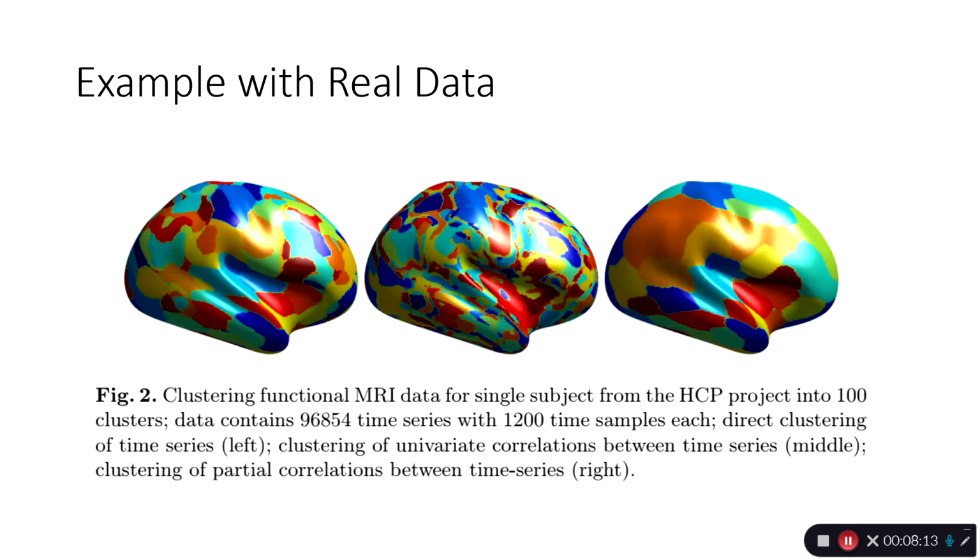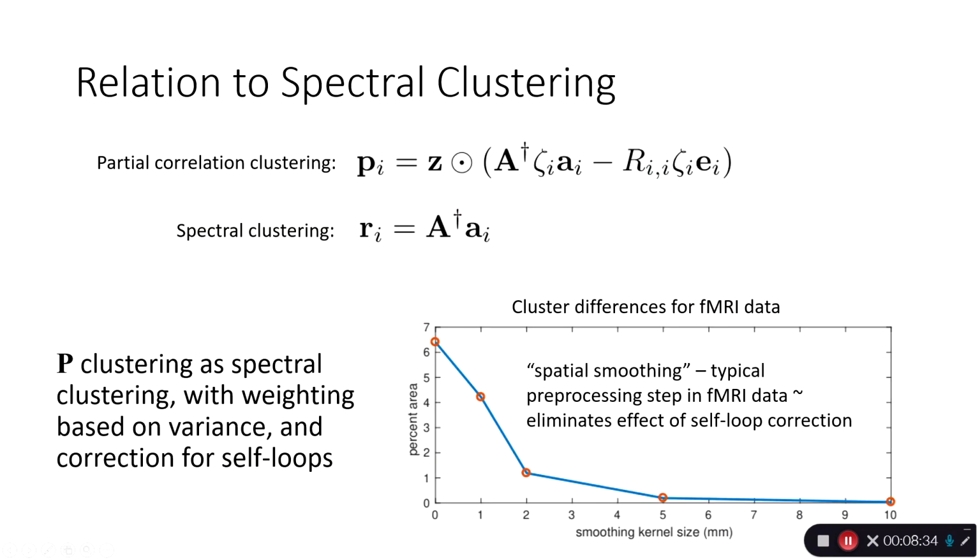So anyway, in this example with real data, from a Human Connectome Project data set, I compare k-means clustering of the data, versus clustering the correlations, the covariance matrix itself, and then versus clustering the partial correlations. This is for a data set that's 100,000 by 1200, which you can easily do on a computer. Then finally, the relationship to spectral clustering.